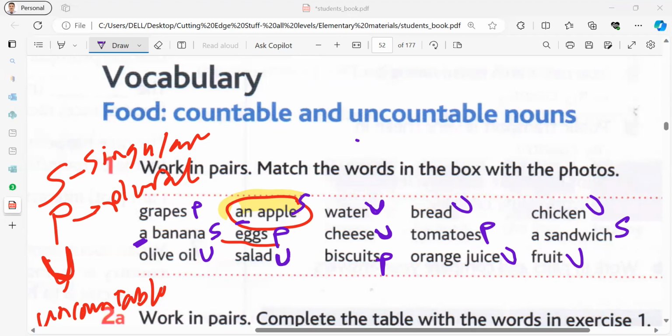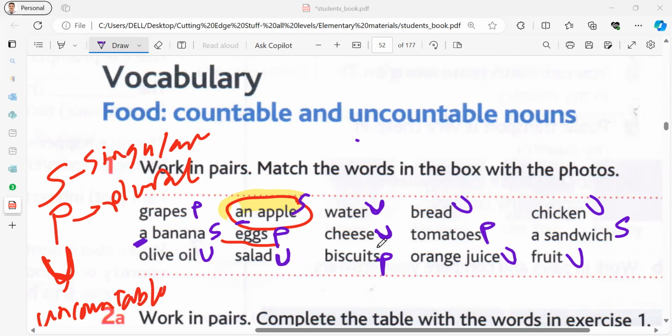نشوف بال uncountable nouns. Yeah, listen. Water. Water. Bread. Bread. Chicken. Chicken. Cheese. Cheese. Olive oil. Olive oil. Salad. Salad. Orange juice. Orange juice. Fruit. Fruit. Fruit.